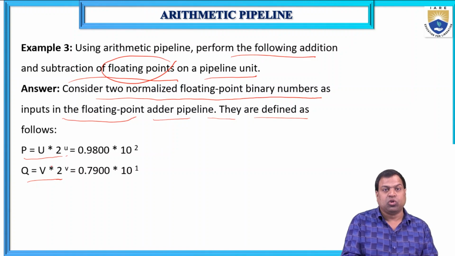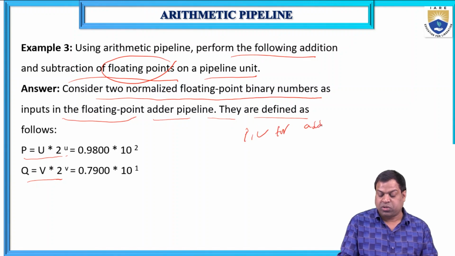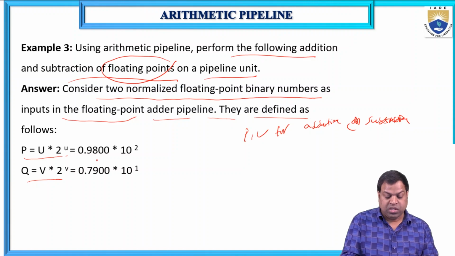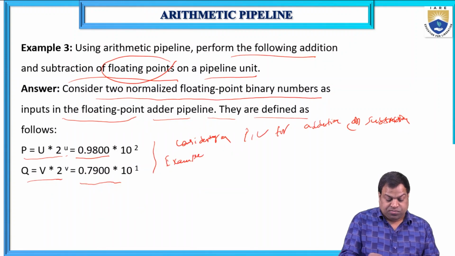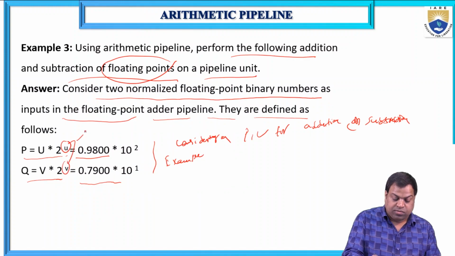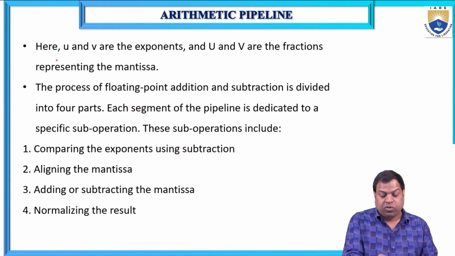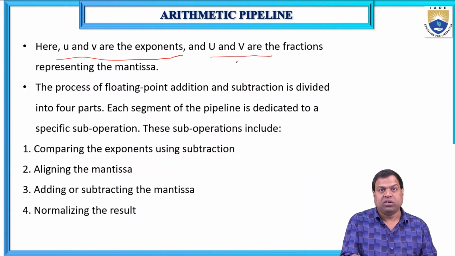So I am taking here p and q as the two variables, the minimum two variables I need for addition and subtraction. Addition or subtraction. 0.9800 into 10 square, 0.7900 into 10 power 1. It is one example I am taking. Considering an example, u and v are the exponents. The capital U and V are the Mantissas. So small u and v are the exponents, capital U and V are the Mantissas.